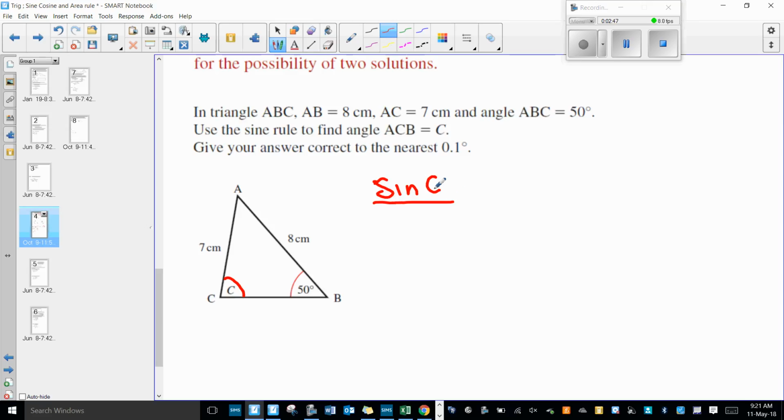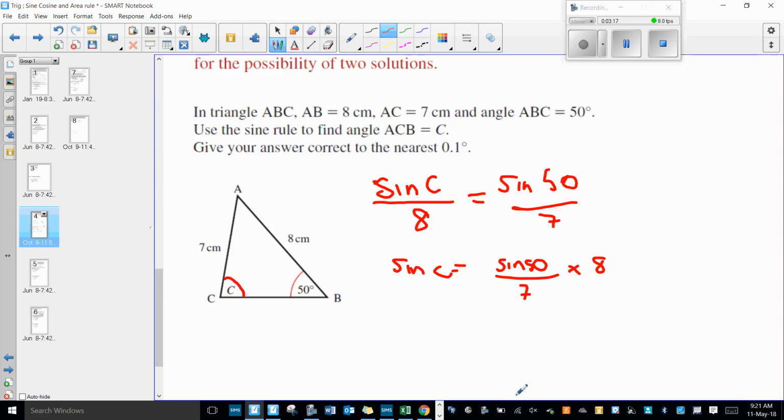What would go underneath sine C? 8. And that would be equal to, careful Olivia, sine 50, good, over 7. So we would have sine C equals sine 50 over 7. I'm trying to get rid of this, so we would multiply both sides by 8.